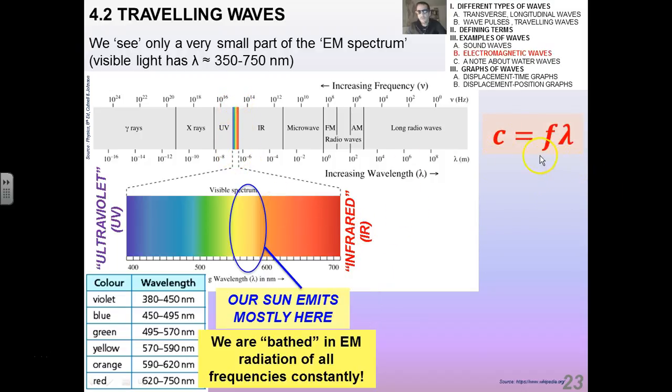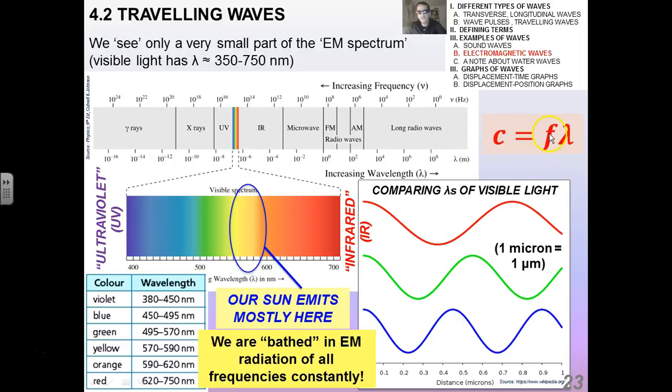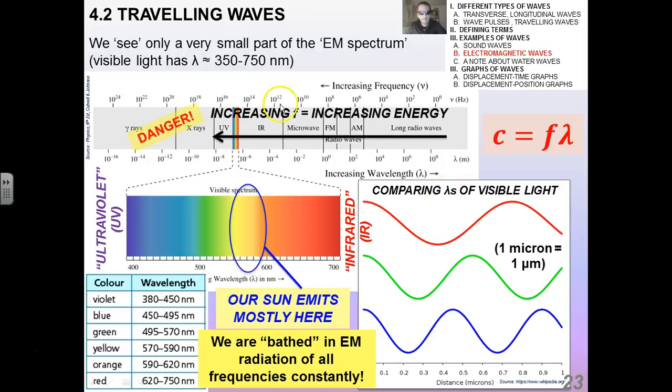Now here's the wave equation for electromagnetic radiation. We use c for the speed all the time. It's 3 × 10⁸ meters per second. And just a little comparison of the wavelengths of visible light: red has a much longer wavelength than blue, for example. And red also has a much lower frequency than blue. So red has less energy than blue light. And again, increasing frequency, increasing energy.